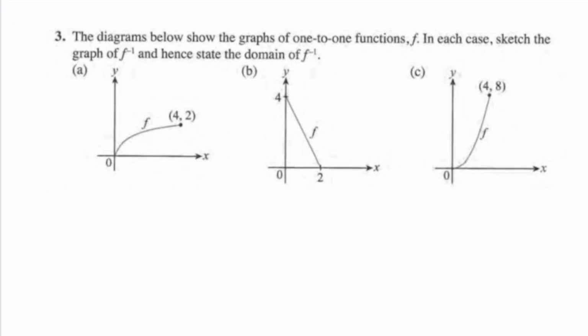Let's move on to question number 3. Diagram shows a graph of one-to-one function. So one-to-one means they definitely will have inverse. In each case, sketch the graph of f inverse, hence state the domain. Okay, remember when you find the inverse graphically, the graph is a reflection in the line y equals x.